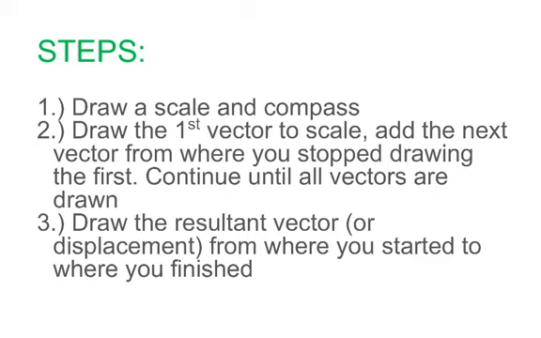The steps here, we're going to start with our scale and compass. We've done that before. We're going to draw the first vector to scale, then add the next vector where we stop drawing the first one, etc., until we're out of vectors. Then we're going to draw the resultant vector or the resultant displacement from where you started to where you finished. Again, that's the same thing we were doing earlier when we did 1.1. It's like when you walk, let's say, 10 paces forward. You wouldn't jump back and then start walking again. You would continue walking from wherever you stopped.